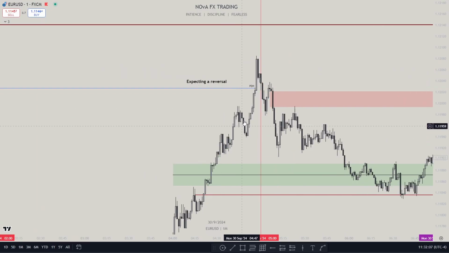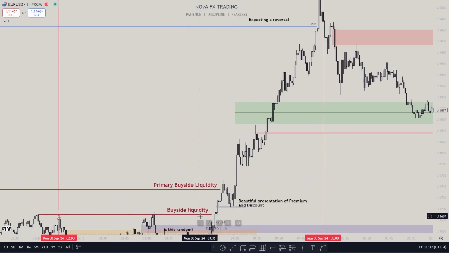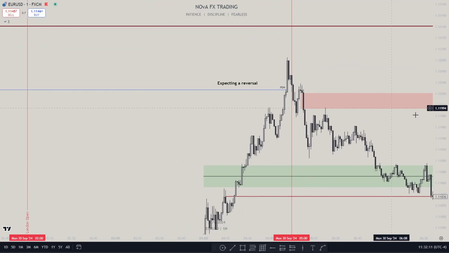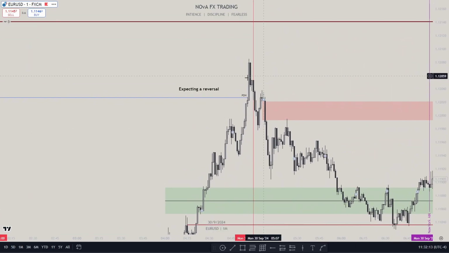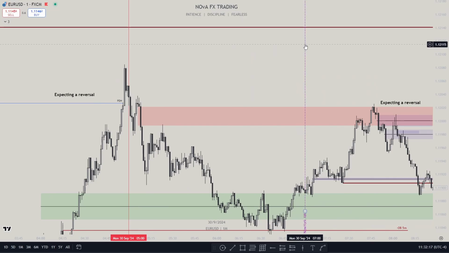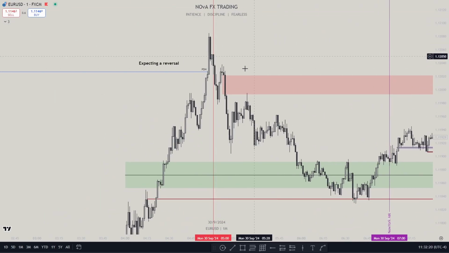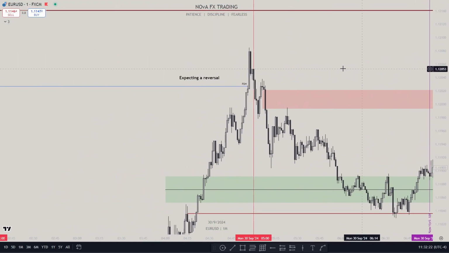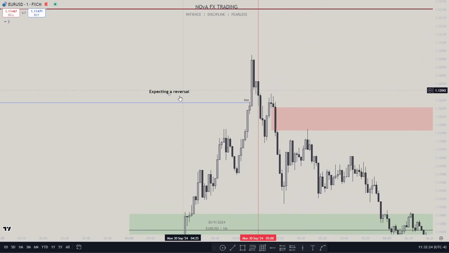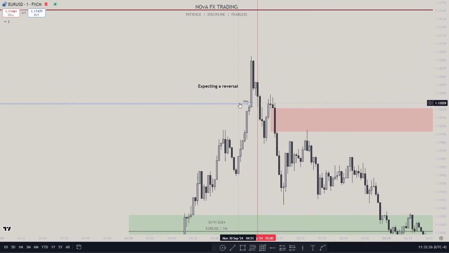So it went up to this previous day high. As you can see, it rallied up to previous day high, and we're expecting a reversal here, but this is still 5 a.m. The New York session starts from 7 a.m. So we're expecting a reversal here, because it tapped an important level, previous day high.